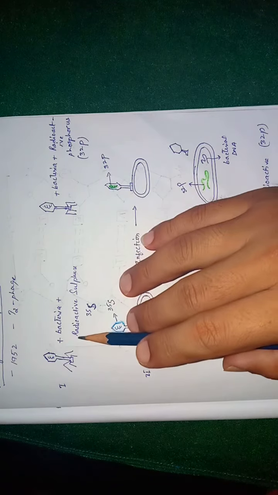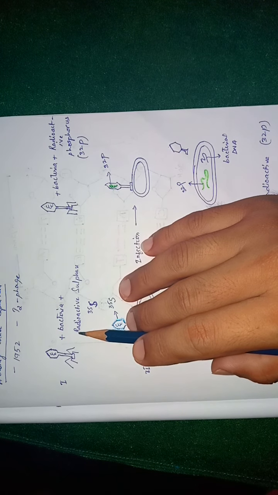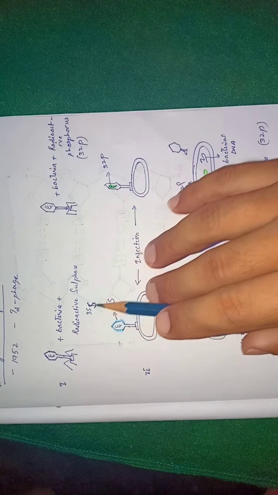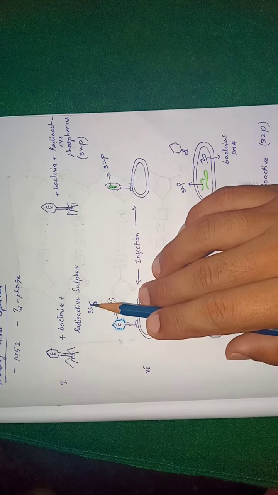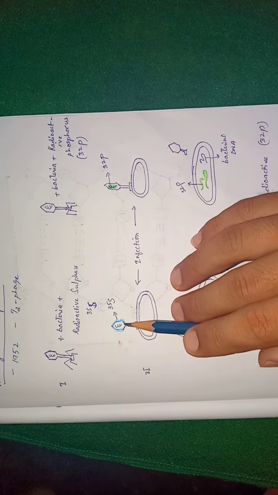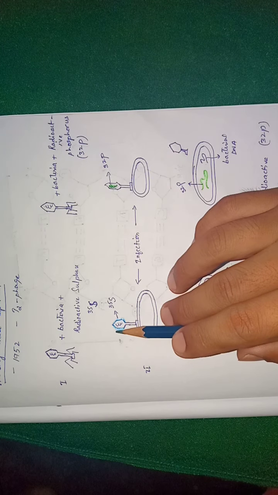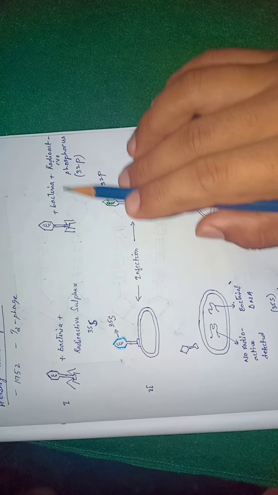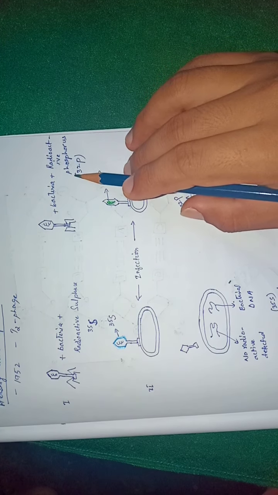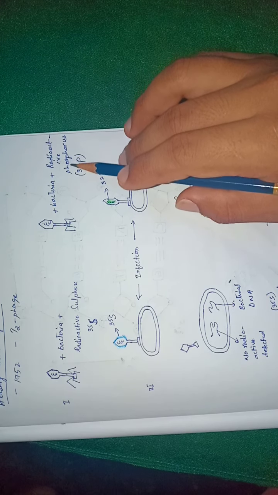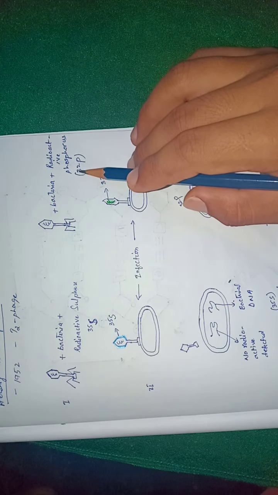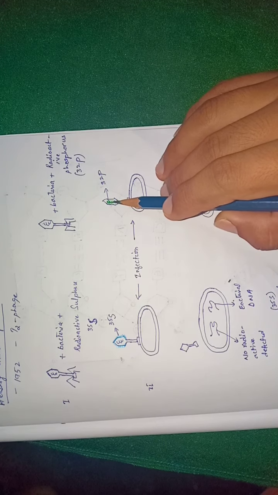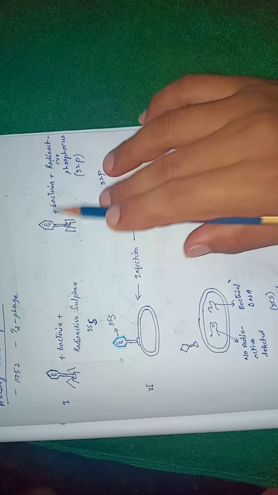Now in the first culture, containing a mixture of the bacteriophage, bacteria and the radioactive sulfur, the radioactive sulfur, that is sulfur 35, gets incorporated into the protein coat of the phage. In the second culture, phosphorus is an important component of the DNA. Therefore this radioactive phosphorus gets incorporated into the DNA of the T2 phages.